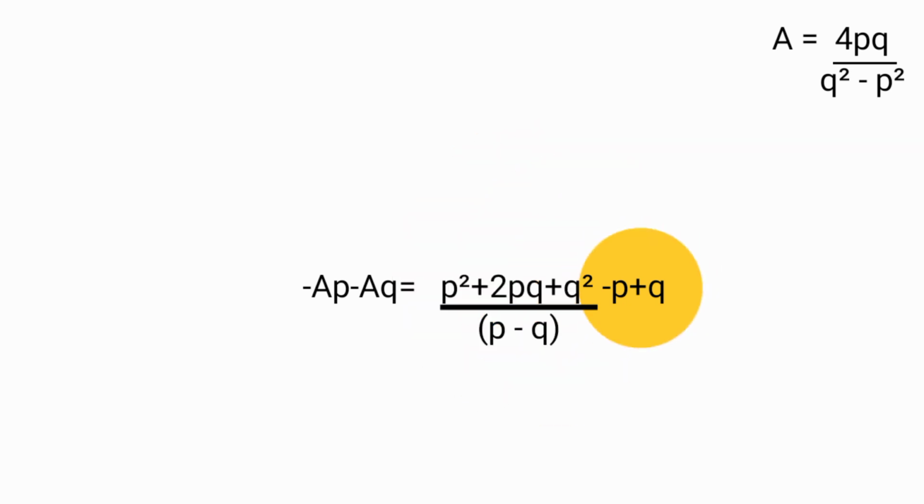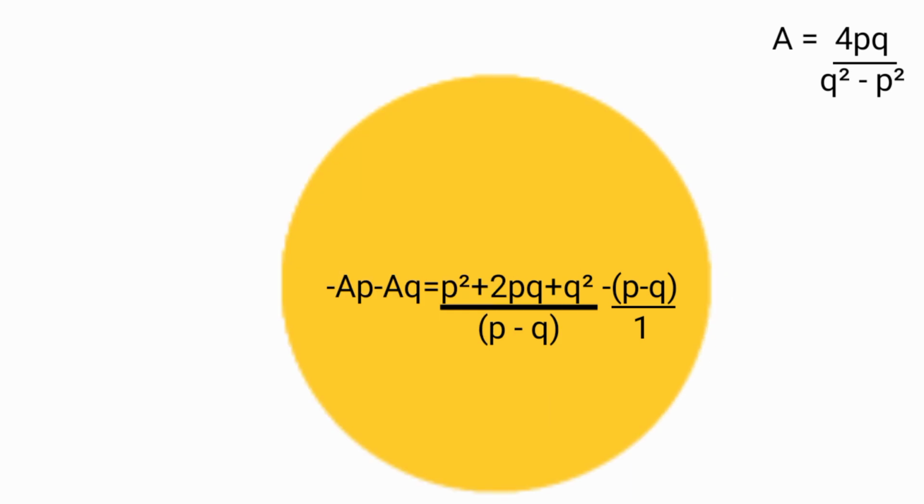Here, putting minus p plus q into brackets, we're going to have minus open bracket p minus q, because minus times plus p is minus p, and minus times minus q is plus q. So since minus open bracket p minus q is the same as minus open bracket p minus q over 1, minus ap minus aq is equal to p squared plus 2pq plus q squared all over p minus q, all minus p minus q over 1.